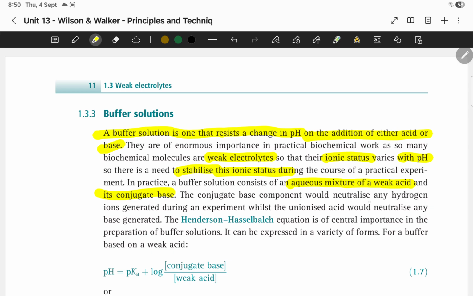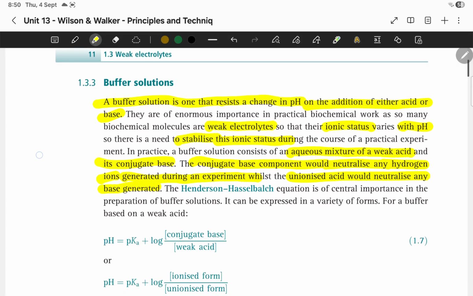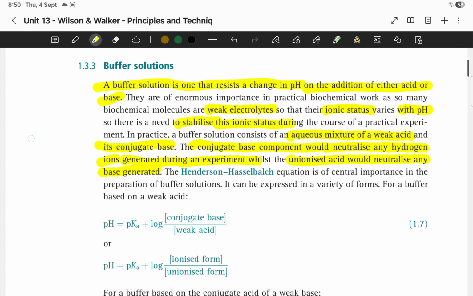The conjugate base component would neutralize any hydrogen ion generated during the experiment, whilst the unionized acid would neutralize any base generated. The Henderson-Hasselbalch equation is of central importance in the preparation of buffer solutions.